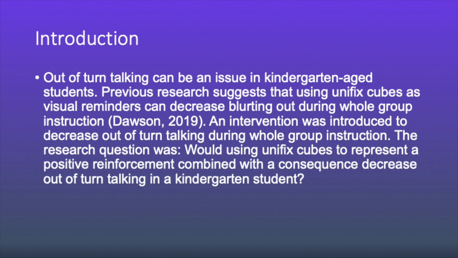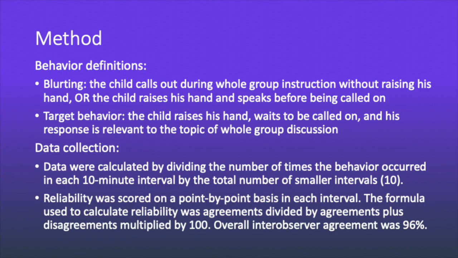The research question was, would using Unifix cubes to represent a positive reinforcement combined with a consequence decrease out-of-turn talking in a kindergarten student? The behavior definitions in the following research include blurting, which is defined as the child calls out during whole group instruction without raising his hand, or the child raises his hand and speaks before being called on. The target behavior is defined as the child raises his hand, waits to be called on, and his response is relevant to the topic of whole group discussion.